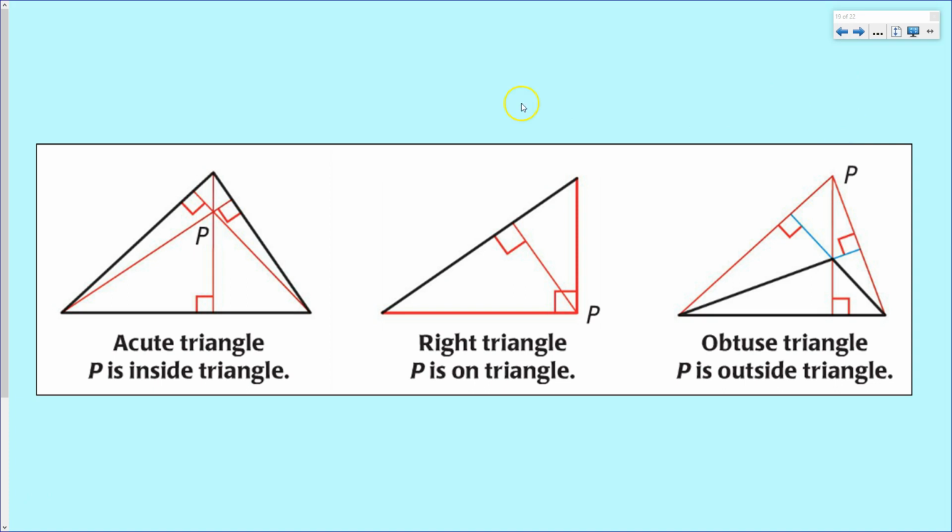Also, keep in mind these rules, that if you have an acute triangle, the orthocenter is inside the triangle. If you have a right triangle, it is right on the right angle, so the orthocenter is right there at P. And if you have an obtuse triangle, the orthocenter is going to lie outside of the triangle. So that is it for our collection of concurrent points.